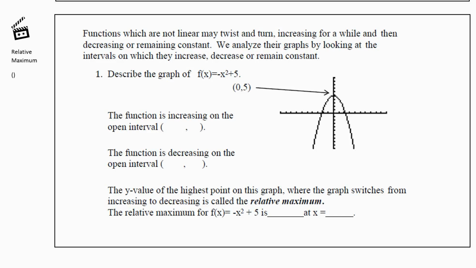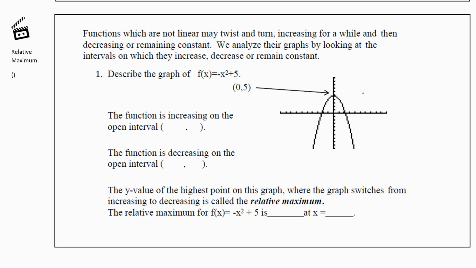In the last video, we talked about how linear functions are always increasing, decreasing, or constant. But functions that aren't linear, that aren't just straight lines, are probably going to twist and turn. And at some points they'll be increasing, and at some points they'll be decreasing, or they could be staying constant. So the places where they switch from increasing to decreasing, we normally get something called a relative maximum or a relative minimum. So in this video, we're going to look at a relative maximum.